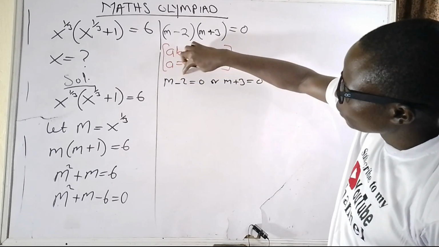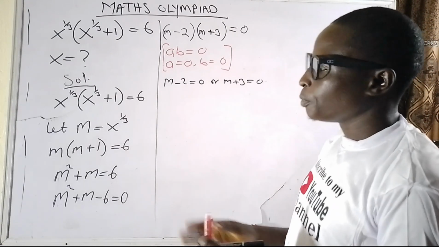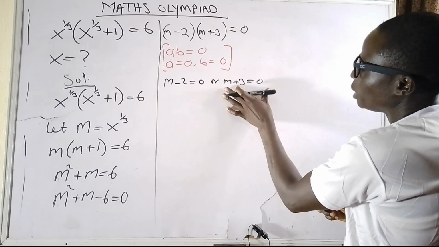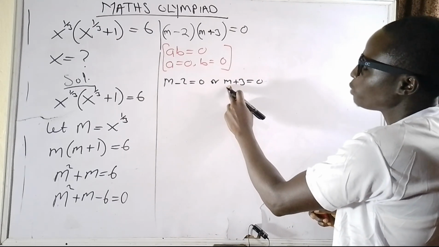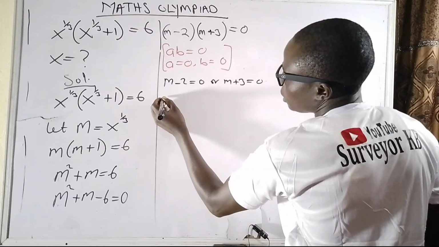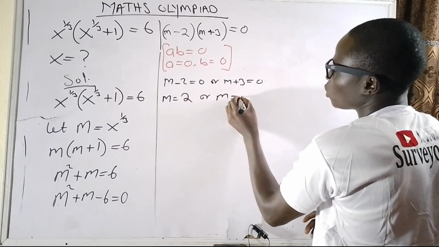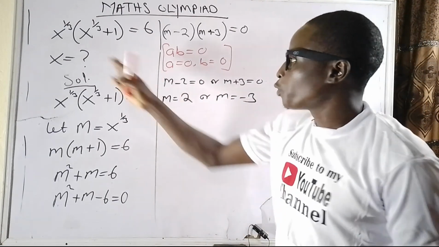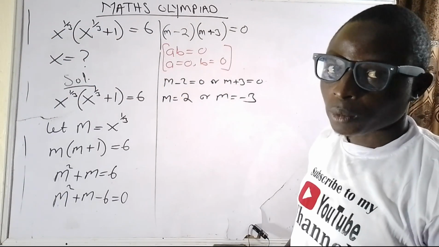I need to send this negative 2 to the right side so that I have m on the left side. Also in this case, I need to take this positive 3 to the right side so that on the left side I have m. This is m equals 2 or m equals minus 3. But remember, we were asked to find the values of x and not m.